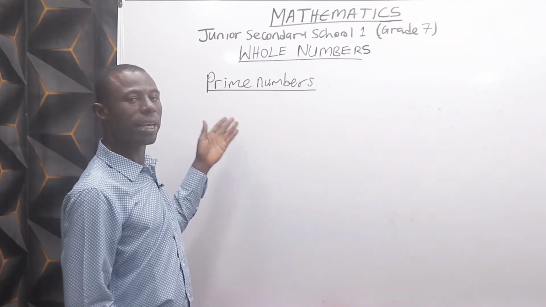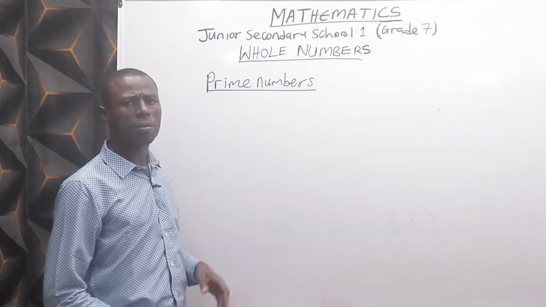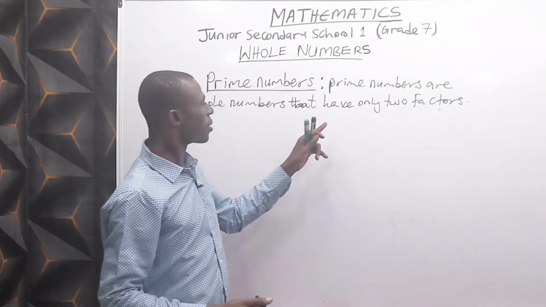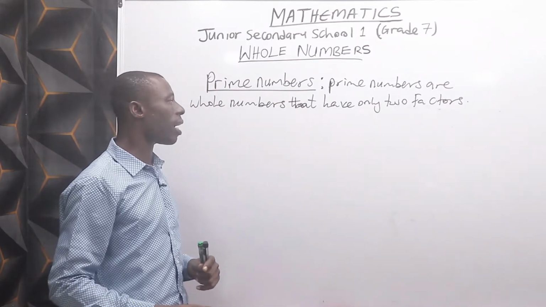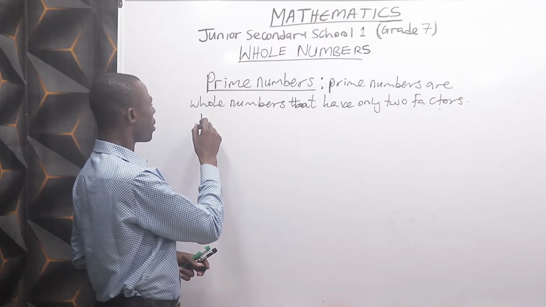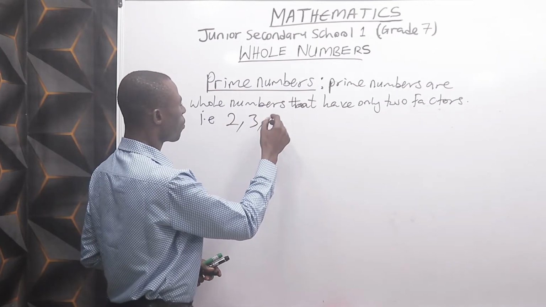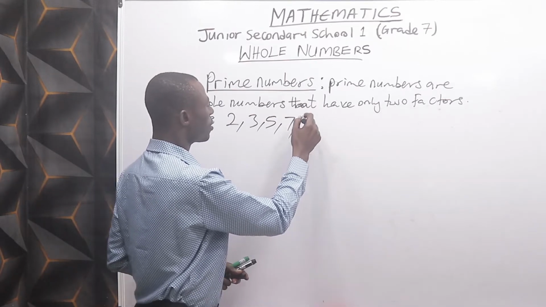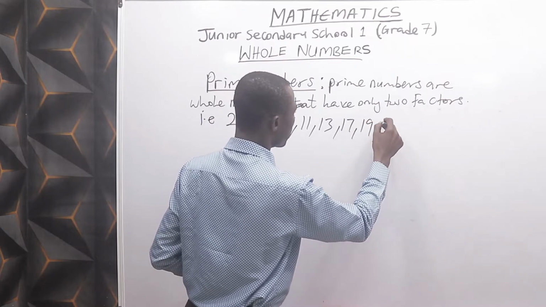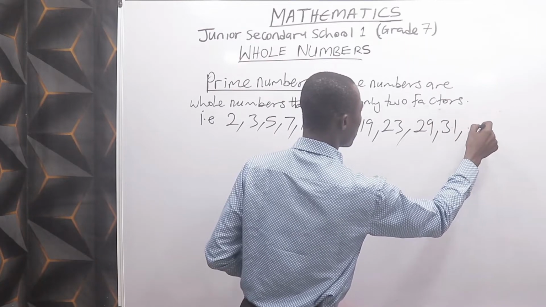Let's consider the next concept under whole numbers, which is prime numbers. What are prime numbers? Prime numbers are whole numbers that have only 2 factors. The first prime number is 2, followed by 3, 5, 7, 11, 13, 17, 19, 23, 29, 31, and so forth.